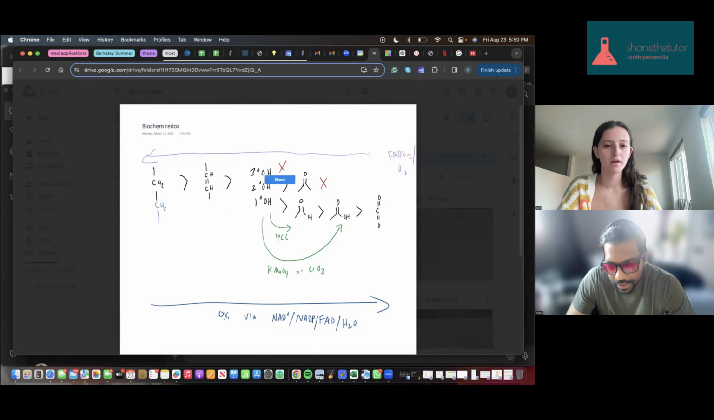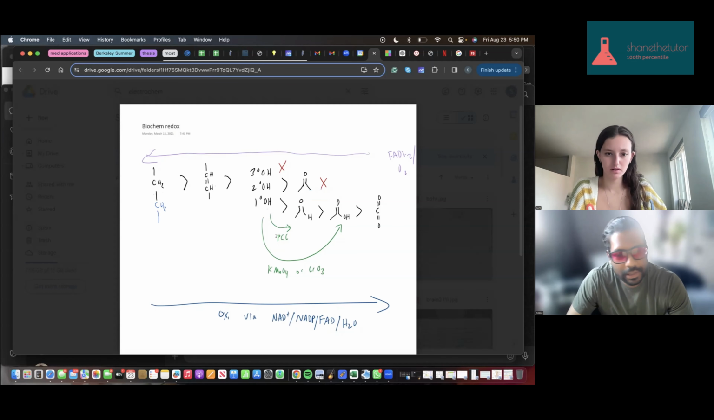If you have a secondary alcohol, it can be oxidized into a ketone, but not any further. And if you have a primary alcohol, it can be oxidized into an aldehyde, which can then be further oxidized into a carboxylic acid, and further oxidized into CO2, which is the final thing.